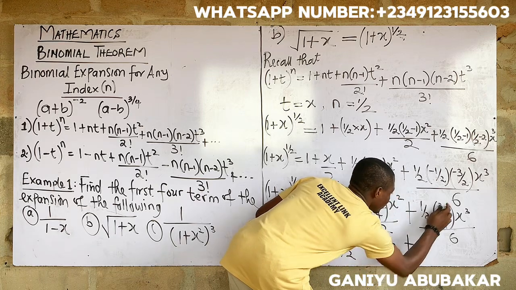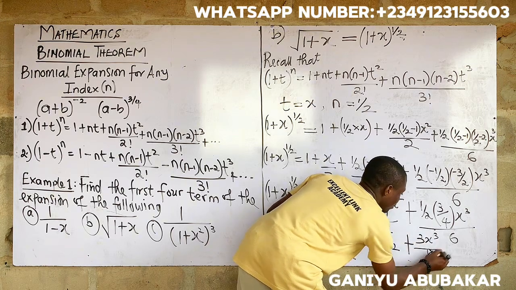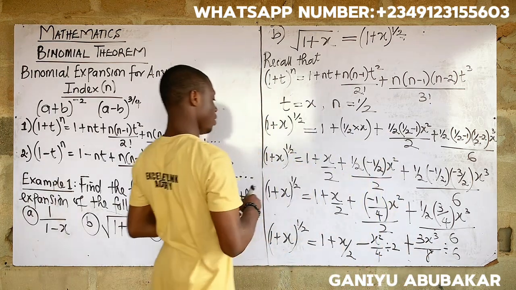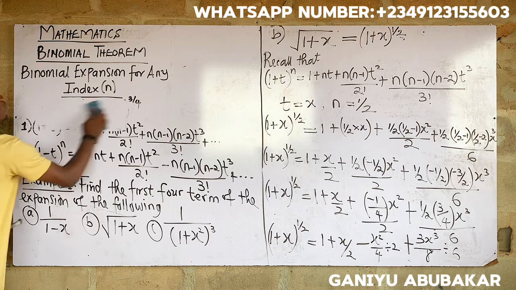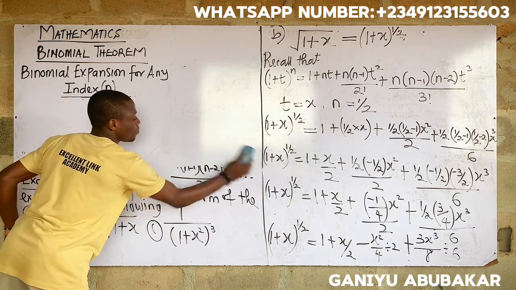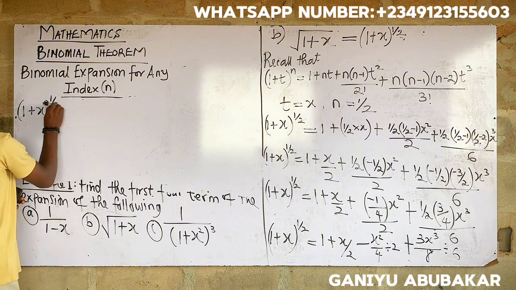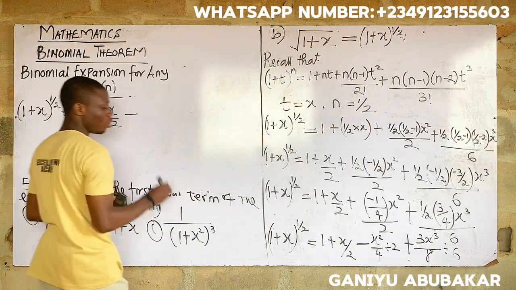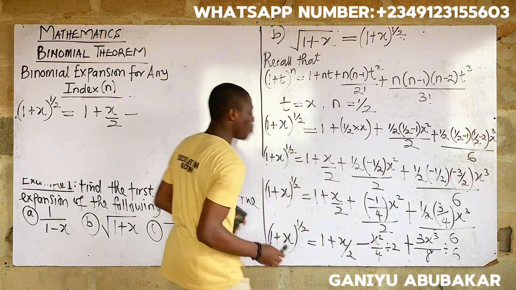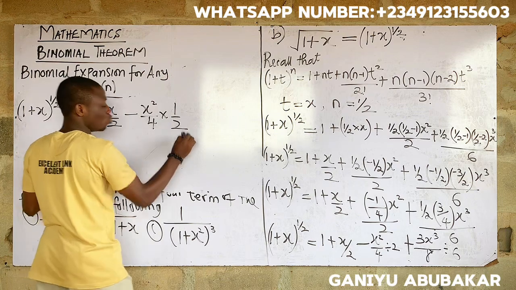Let me bring it down. 1 times 3 is 3, x cubed is x cubed here, all over 2 times 4 is 8. Mind you, divided by 6 is there. So let's get this done, please. It means that if I expand that value there, this means that if I expand 1 plus x to power half, I will have 1 plus x over 2 minus, observe, I'll change it to times. That becomes x squared over 4 times 1 over 2, right? This is the invisible one here.